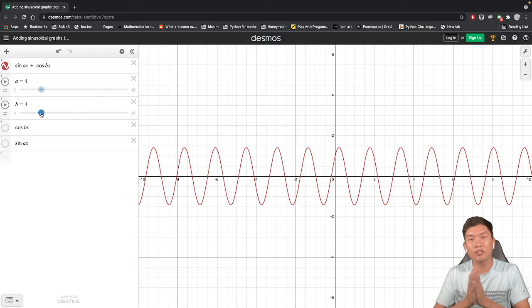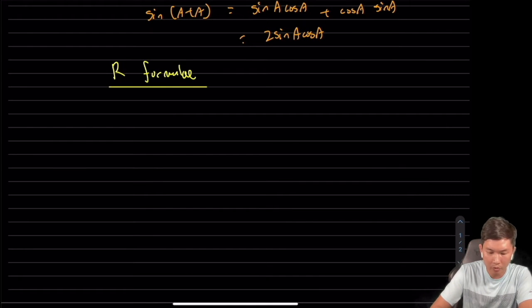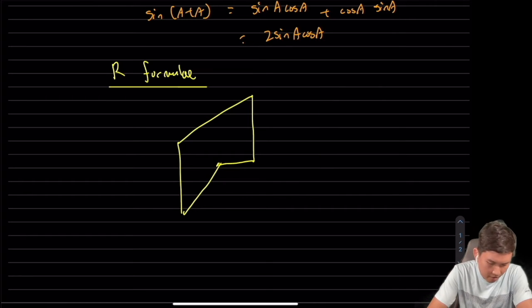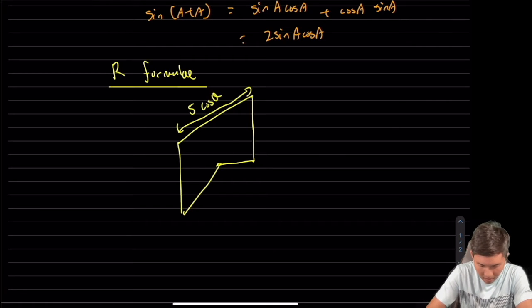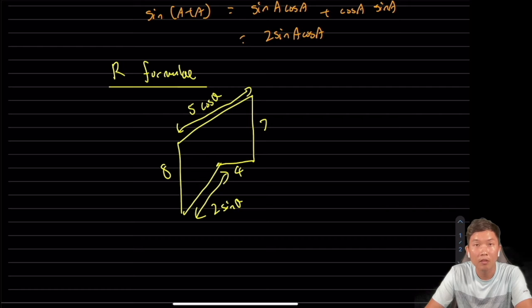Sometimes we have questions where you have a problem. Okay, let me go back to the iPad. For example, if I want to work out the size of a playground. Maybe it turns out that this length over here is 5 cosine theta. This is 7, and maybe this is 8, this is 4, and this is 2 sine theta. Then I want you to find out what is the maximum perimeter of this shape.